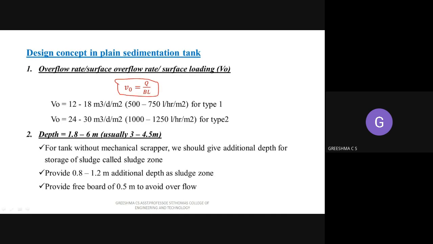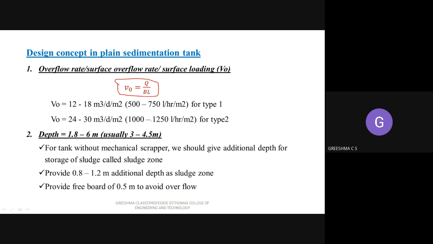Normally if the value is not given, you can take it as 12 to 18 meter cube per day per meter square, or in liters, 500 to 750 liters per hour per meter square for type 1 settling, and 24 to 30 meter cube per day per meter square, or 1000 to 1250 liters per hour per meter square for type 2. That is the surface overflow or surface loading, Q divided by BL. Depth is usually taken between 1.8 to 6 meters.